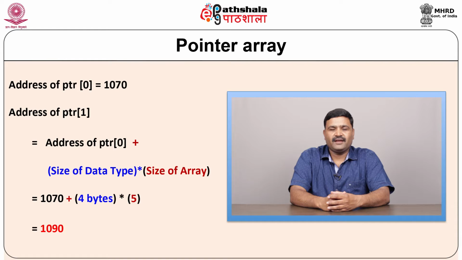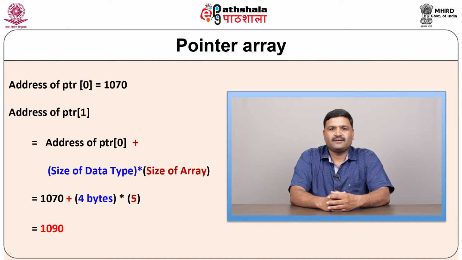Let us know how to find out memory address of array and pointers. First of all, we will find out memory address of pointers. In this, we are going to consider pointer 0 to pointer 4. Means data size of pointer we are assuming as 4 bytes and number of elements is 5. We are initially assuming memory address for pointer 0 is 1070, that is initial address for pointer 0.